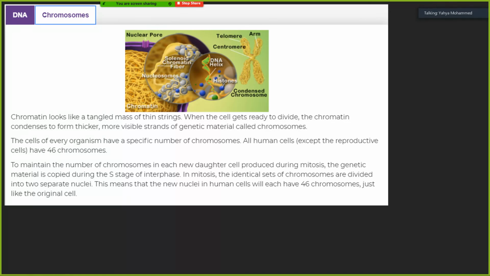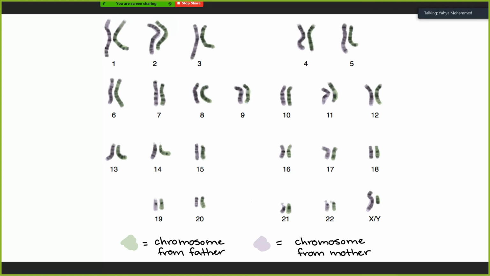If we go over here on the next page, these are all the chromosomes in the human body. You have 1 through 22, and then the XY at the end. So you have 23 sets, and there's 2 within each, so that's 23 times 2, 46. One set comes from the father, and one set comes from the mother.